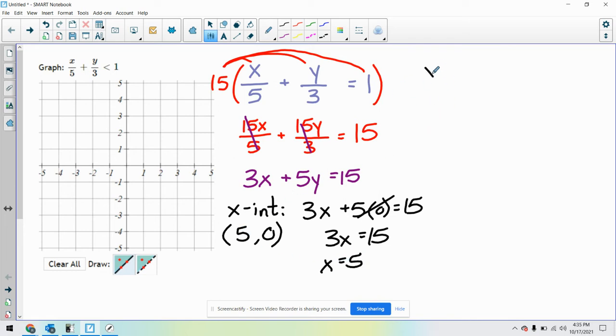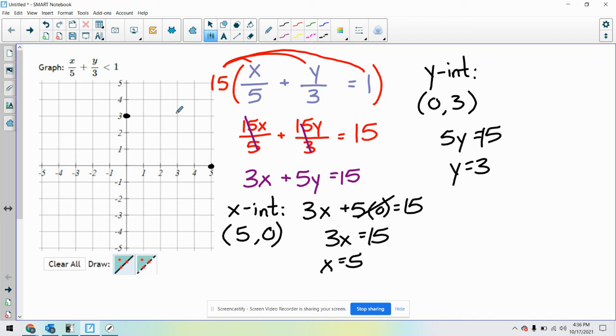Now my y-intercept. Same thing but backwards. I'm going to let x be 0. Solve for y. Plugging in 0 for x, I get 3 times 0, which is 0, plus 5y equals 15. Dividing both sides by 5, I'm going to get y equals 3. So my y-intercept is 0, 3. So I'm going to graph these 2 points: 5, 0, which is my x-intercept, and 0, 3.